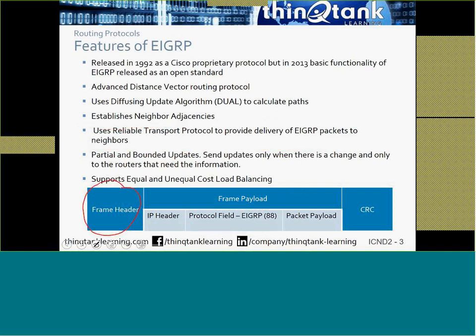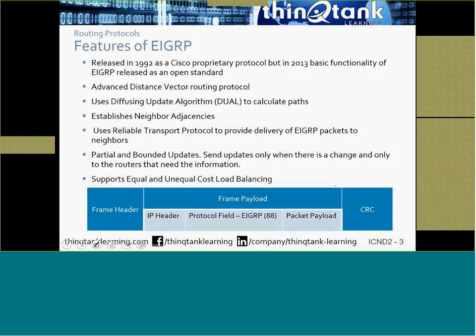This is my layer 2 header. This is my frame check sequence. Here's my IP header. In the protocol field of that IP header, I'm looking at protocol 88. And then my packet payload: is this a hello packet? Is this an update? Is it a query? Is it a reply? Is it an acknowledgement? There are 5 packet types in EIGRP. So the packet payload is the actual EIGRP information, which includes the packet type header plus the type, length, and value fields that you would see carried in EIGRP.